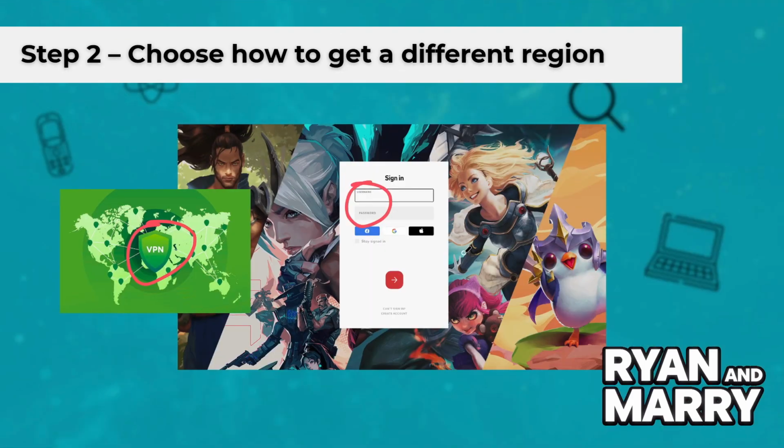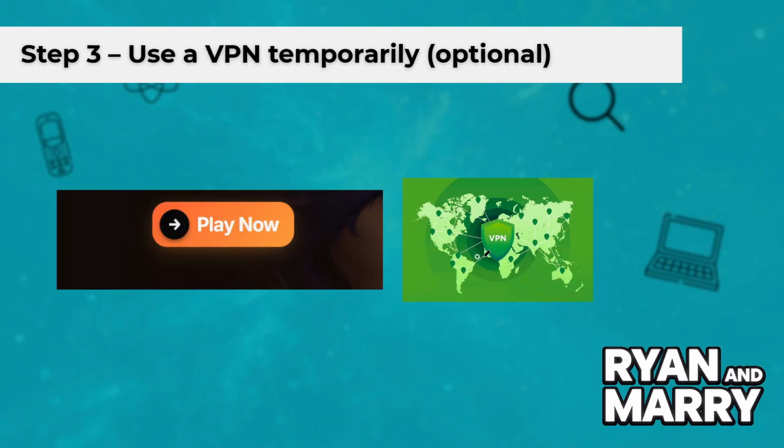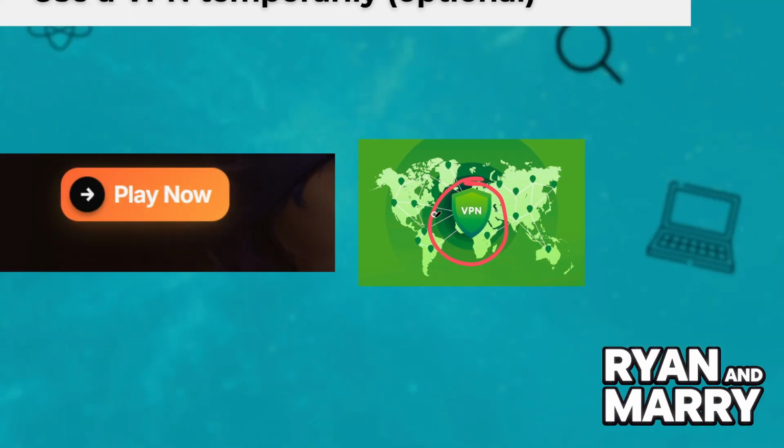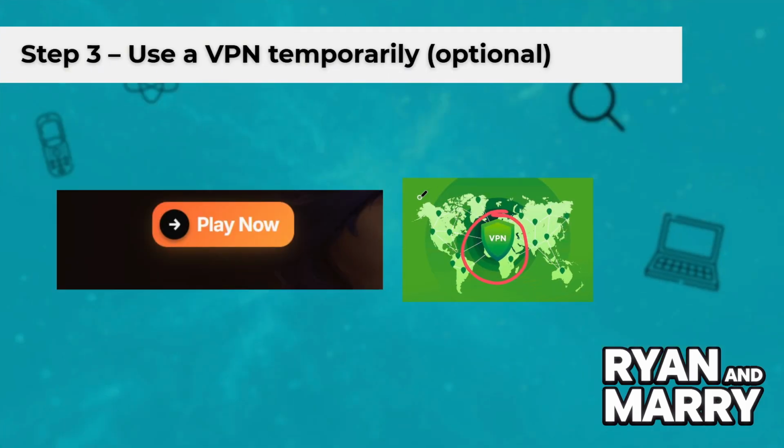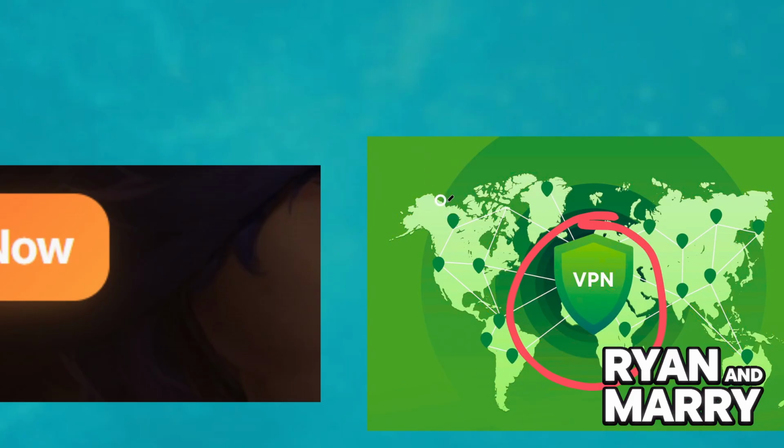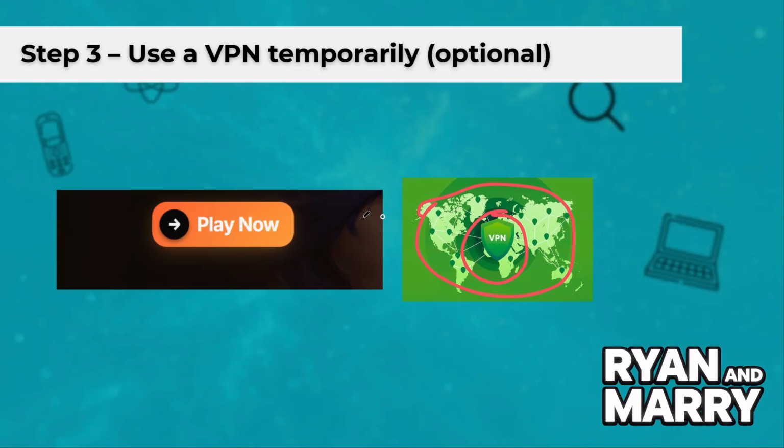Step 3. Use a VPN temporarily. If you go with the VPN option, install any free VPN and connect it to the country or region you want, for example Europe, Asia, or North America. Once connected, go to Riot Games and click Play Now to start creating a new account.